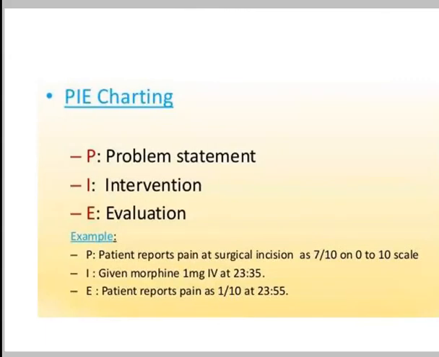Next is PIE charting, PIE. P is the problem statement, I is the nursing intervention, and E is the nursing evaluation. So we'll see an example. The patient reports pain at the surgical incision. So that is the problem statement, and the patient is stating 7/10 pain. I, what are the interventions we are giving, like giving an injection. E is evaluation. So after our nursing intervention, what is the patient's evaluation, that is the PIE charting.